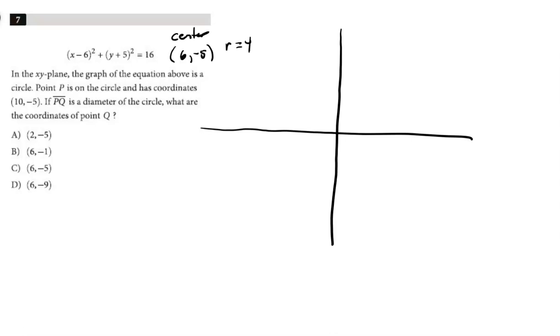And our center is at +6, -5. So 1, 2, 3, 4, 5, 6. 1, 2, 3, 4, 5. So there's our center. We know the radius is 4, so that's going to take me 7, 8, 9, 10 over in this direction. So that point is at 10, -5, which is the point P they were talking about. So we now have our point P.